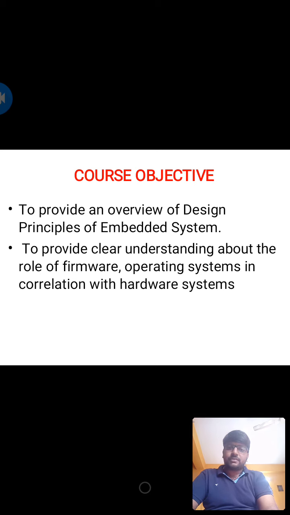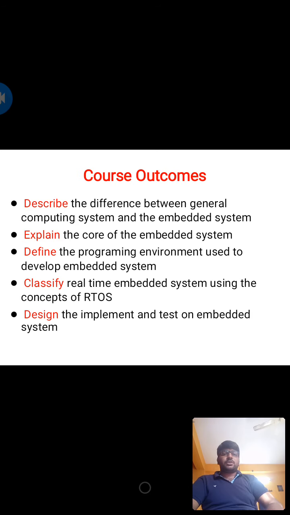Coming to the next one, the course outcomes. For this embedded system design course, we are defining 5 outcomes. The first one, CO1, is to describe the difference between a general computing system and an embedded system. What is the major difference between general computing systems, the general computers, versus embedded systems? Coming to CO number 2, explain the core of the embedded system. What is the in-depth of an embedded system?